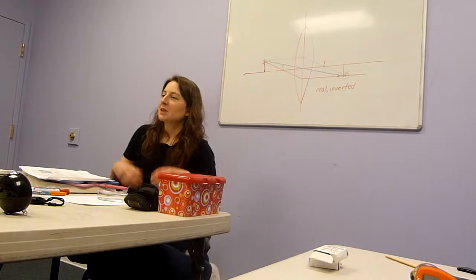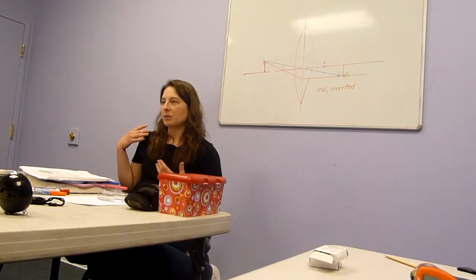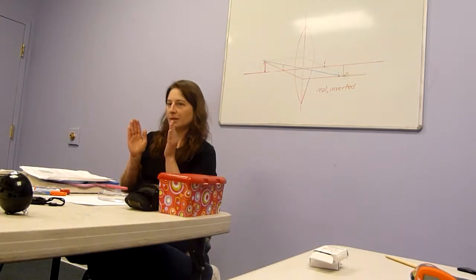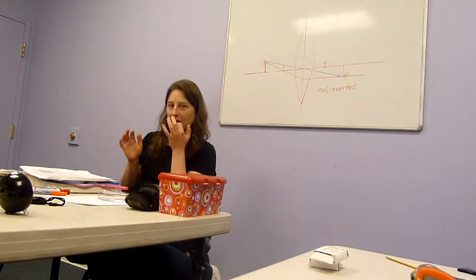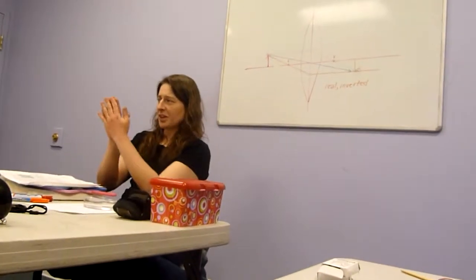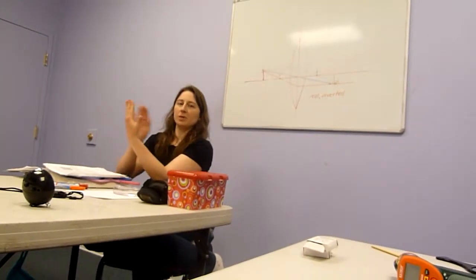Okay, so if you are using a camera and you want to zoom in or zoom out or focus, what happens to the lenses in the camera? Take a guess. You change the distance between them. You physically move the lens back and forth in the camera, right?